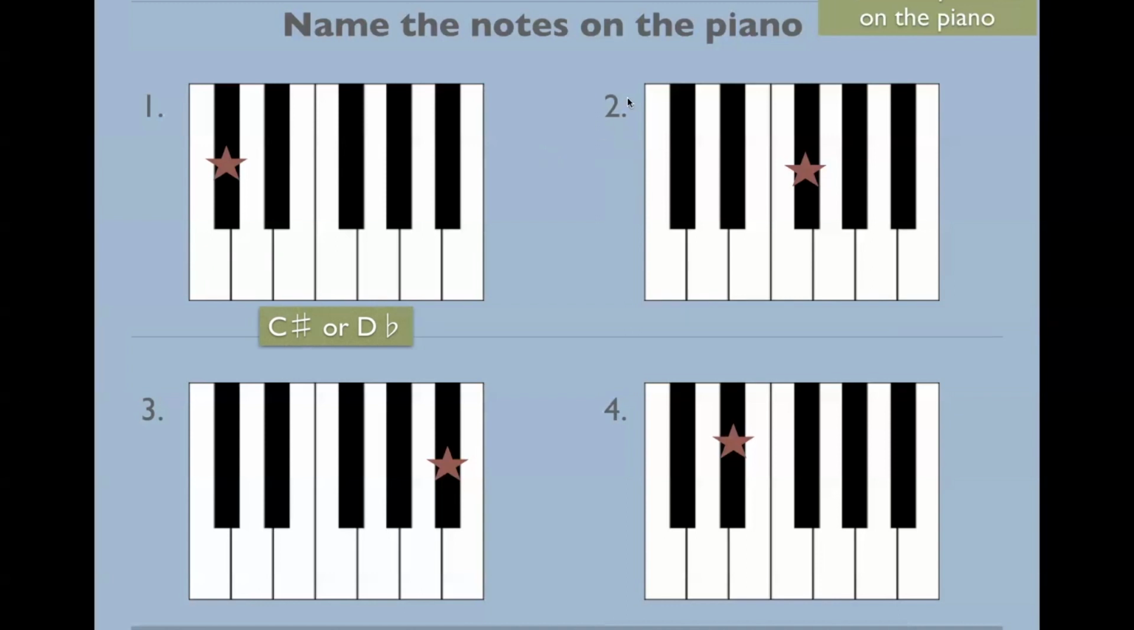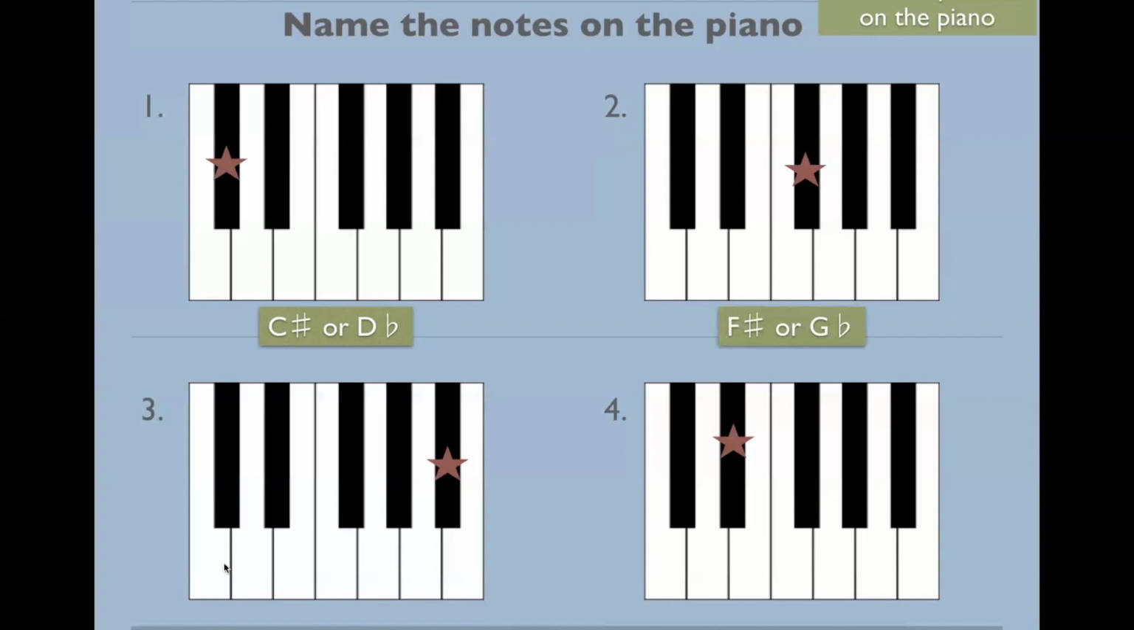Okay, so for question two, let's do it again. So we've got C, D, E, F. Okay, so we move to the right hand side of F. We've got F sharp, F, G. Left hand side of G, we've got G flat. F sharp or G flat.